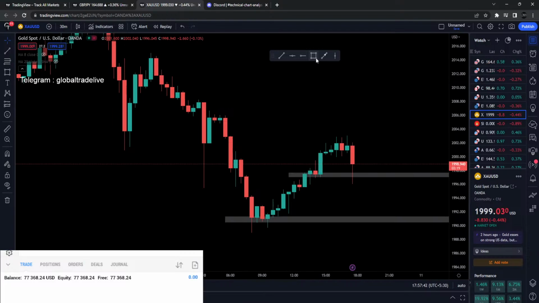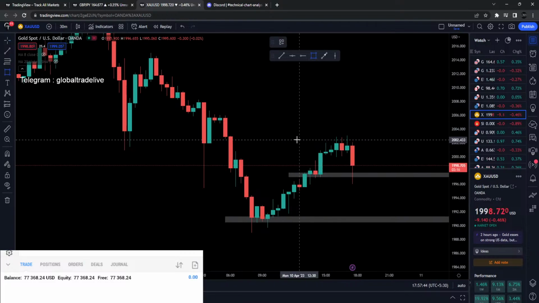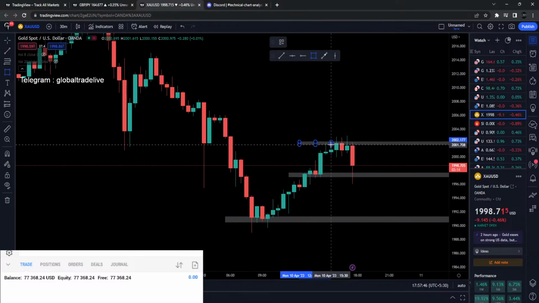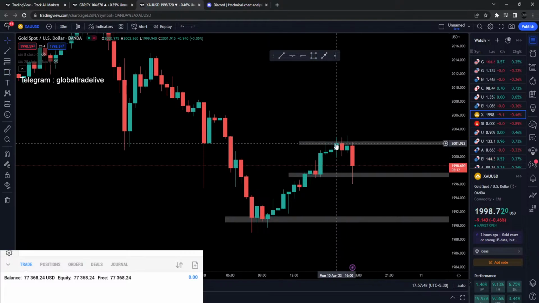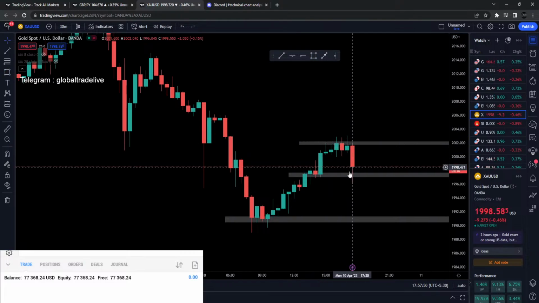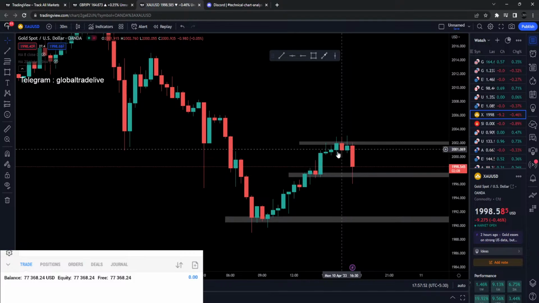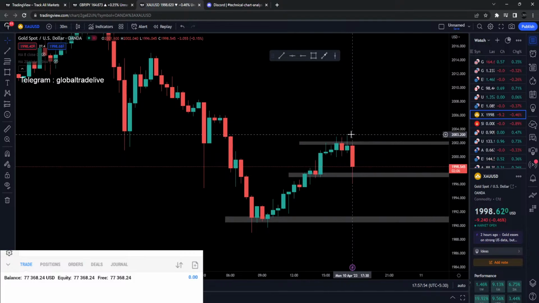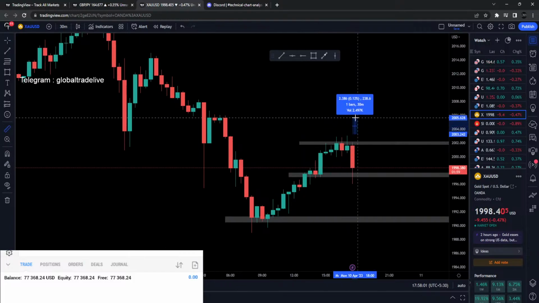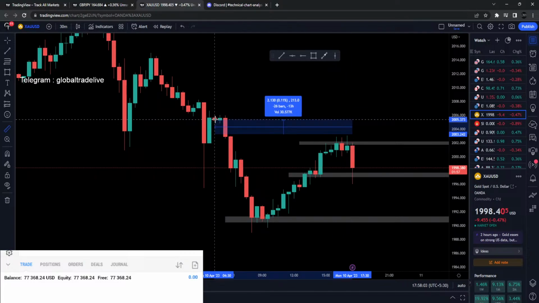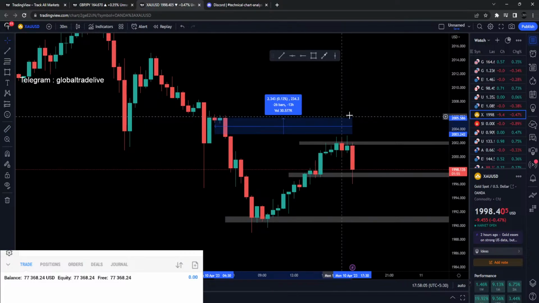So what I'm gonna do is I'm gonna just mark an area of resistance over here. So this is a resistance, and maybe the market will be forming a support. So I might execute a trade above this area. So I'm gonna just calculate the range. So the range is not much, it's just 22-23 pips over here.